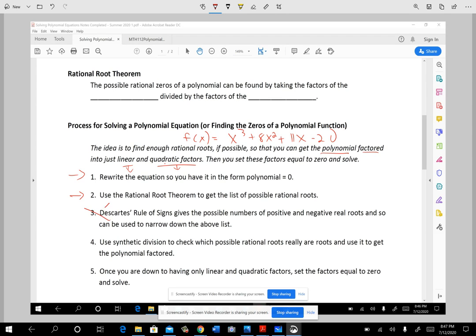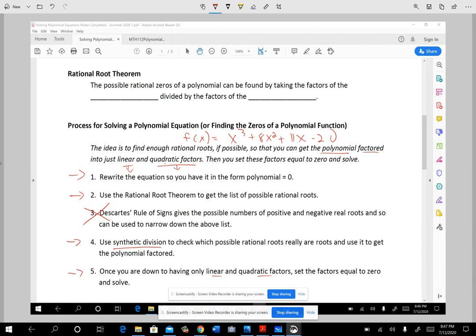We're not going to do that one. And then we're going to learn about synthetic division. It is super easy. Everybody does really well with that as a way of figuring out which of the nice possible solutions really work. And then once you're down to only having linear and quadratic factors, you're home free because you know how to solve both linear and quadratic equations. So that's kind of the process that we're going to use. I didn't go into detail here because I'm going to do the example on the next page.